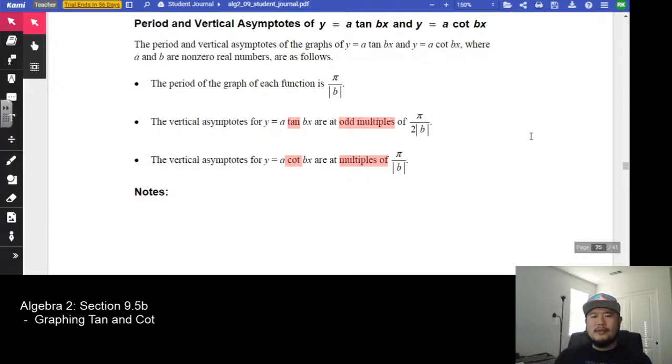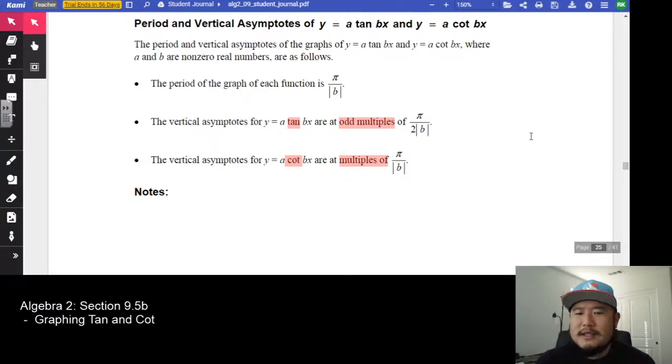Okay, that simple equation. Now, with bullet points 2 and 3, this is where you have to put a little more thought into it. The second bullet point says the vertical asymptotes for y is equal to a times tangent b x are odd multiples of pi over 2 over absolute value b. You have to use that equation, and that equation right there only applies to tangent functions. But when we want to find the vertical asymptotes of cotangent functions, these are actually multiples of pi over b. All right, so two different equations that you use to find the asymptotes.